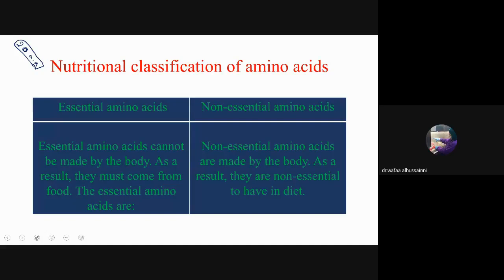Essential amino acids are very important amino acids that must be eaten within our diet, so they cannot be made by our body. Okay?